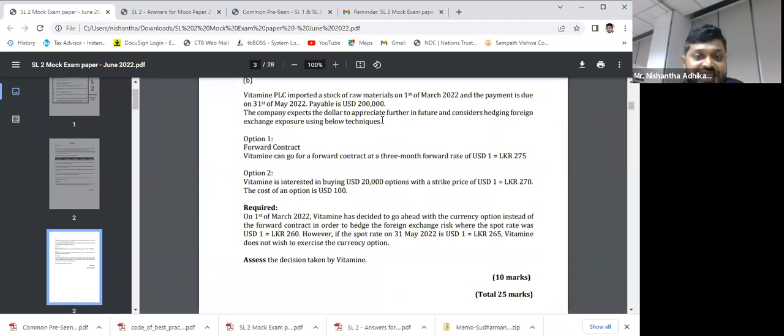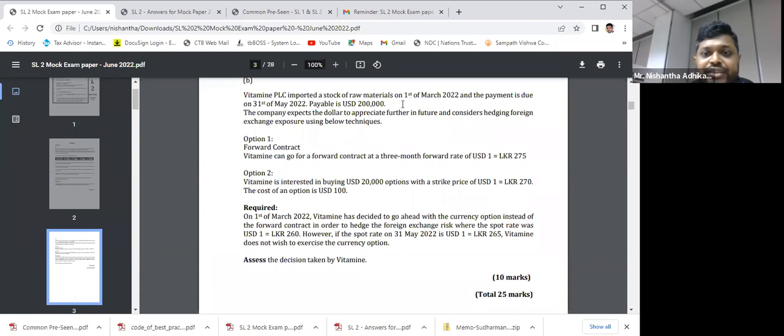There are two techniques they are going to use. First option, a forward contract, right? Vitamin can go for a forward contract at a 3-month forward rate of USD 1 at 275. At the moment, the current spot rate is given as 260, but you have to pay on 31st May 2022. Option 2, Vitamin is interested in buying USD 20,000 options with a strike price of 270. The cost of an option is 100,000. The option means you have the choice to exercise or not exercise, but you have to pay a minimum amount to secure the contract.